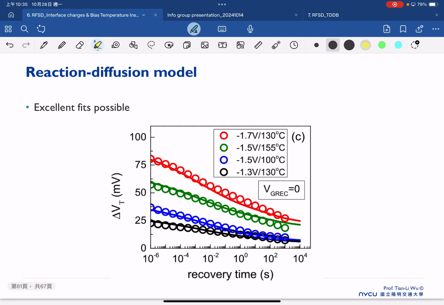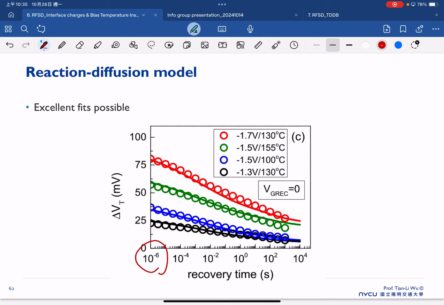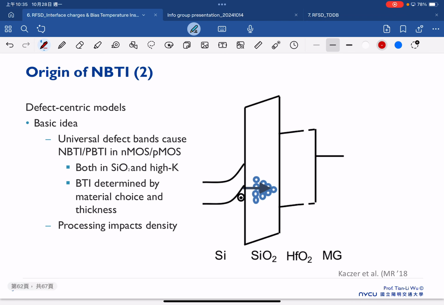And people found out that the reaction-diffusion model has an excellent fit. You can see that once we apply this model, this is recovery time versus threshold voltage, and we can have the fitting very well, even down to 10 to the minus 6 seconds. So that's why people think that indeed we might have the issue of hydrogen diffusion. But after a certain moment, the knowledge was examined again and had to be revised.